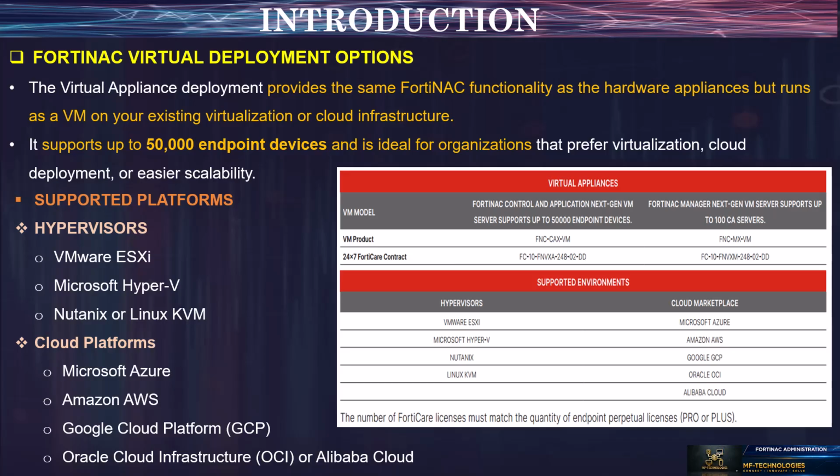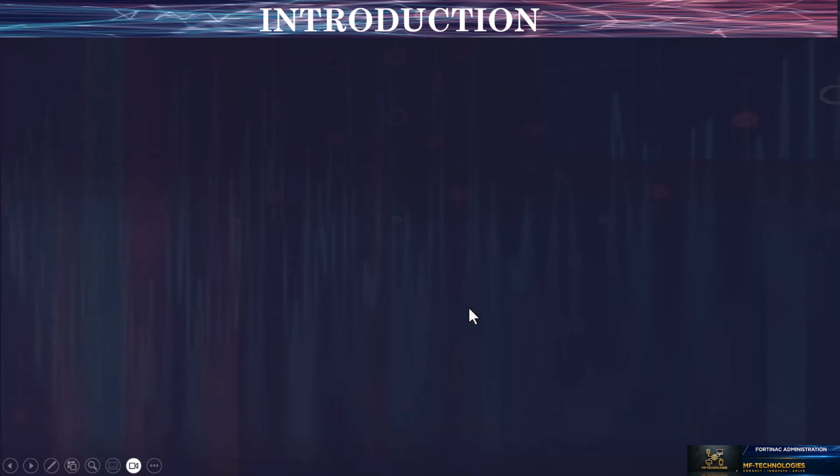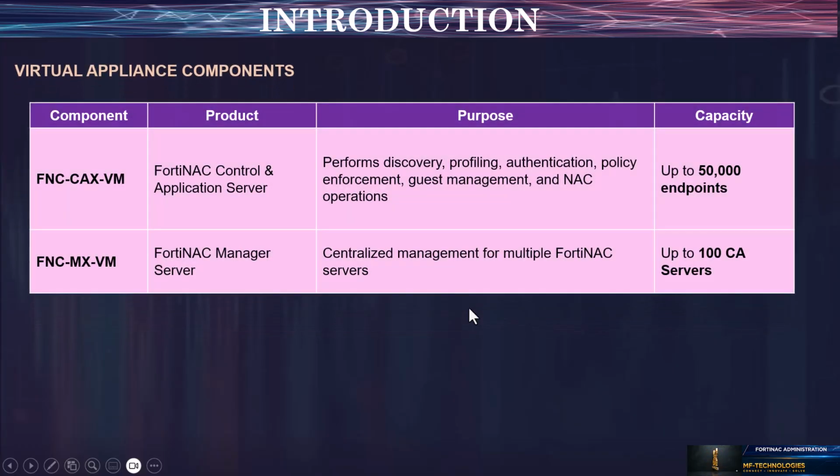Another advantage is deployment flexibility. Organizations can deploy Fortinet on VMware ESXi, Microsoft Hyper-V, Nutanix, or Linux KVM. It can also be deployed on a cloud platform such as Microsoft Azure, Amazon Web Services, Google Cloud Platform, Oracle Cloud Infrastructure, or Alibaba Cloud. This gives an organization more flexibility when designing modern hybrid or cloud-based infrastructure. Let's now examine the components of a virtual Fortinet deployment.